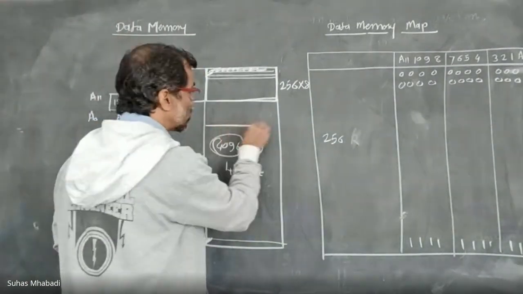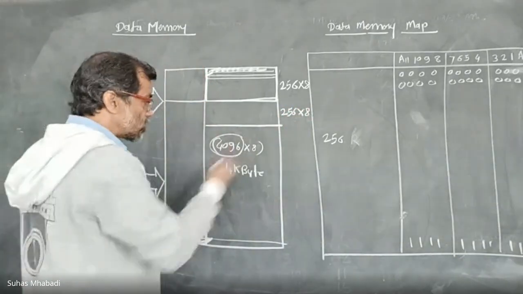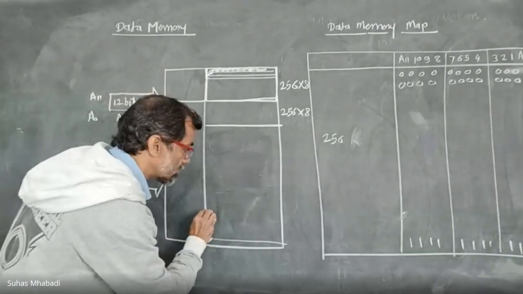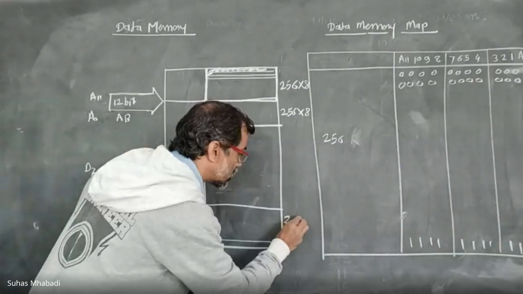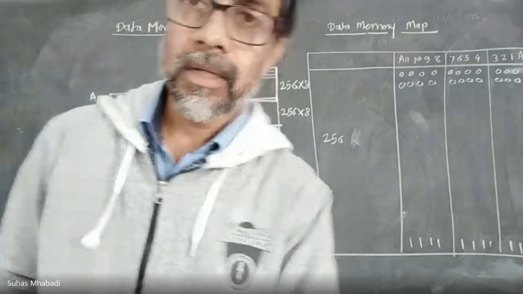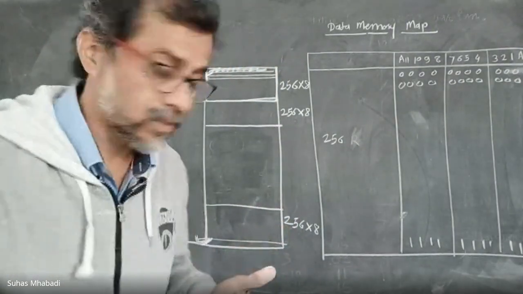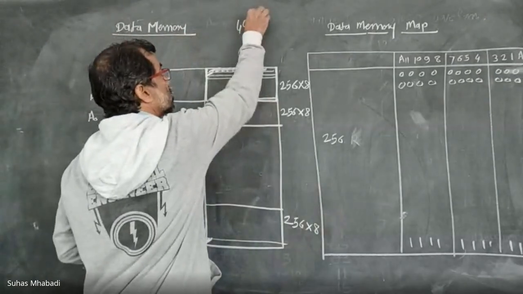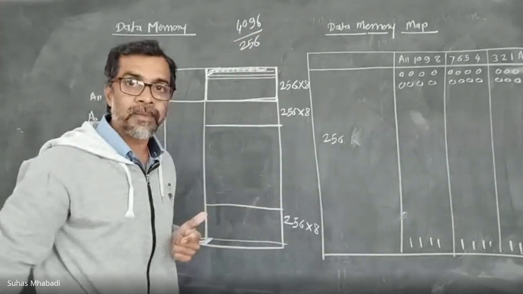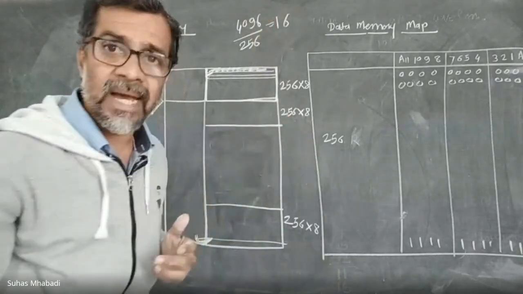Again, one more bank of 256 into 8. One more bank, one more bank. Likewise, the last bank is again 256 into 8. So, straight away, 4096 divided by 256. Total 4096, each one of them is 256. This is bank 1, bank 2, bank 3. So we have 16 different banks.